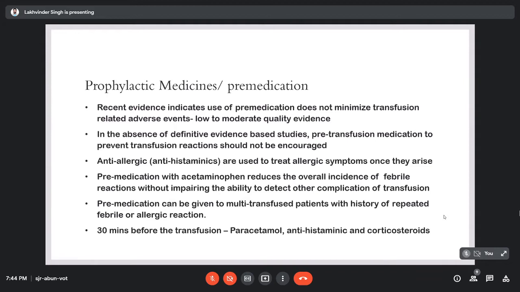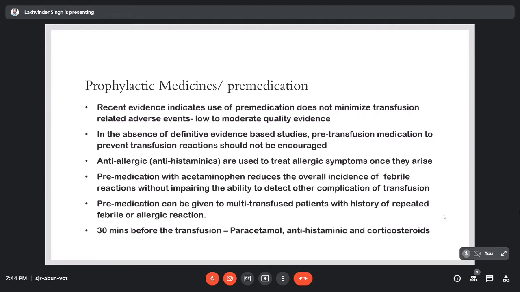And anti-allergic drugs like antihistaminics are used to treat allergic symptoms once they arise. An antihistaminic will block the histamine receptors, but it will not prevent the release of histamine. So if a patient has a history of allergic reaction and you give anti-allergics before the transfusion, there are chances that the patient may develop an anaphylactic reaction because histamine will be there. The receptors at the periphery may be blocked, but some other receptor may get activated and the patient may have an anaphylactic reaction.